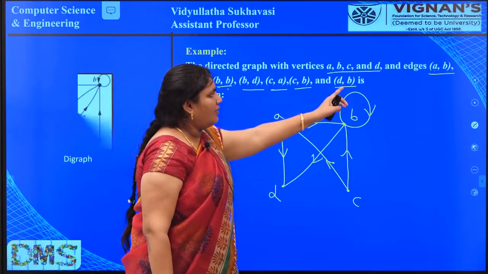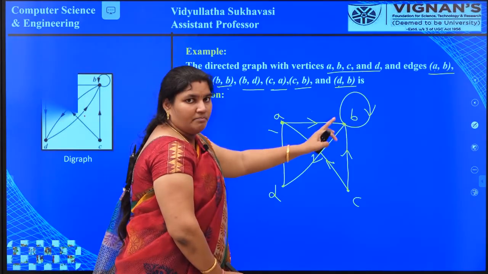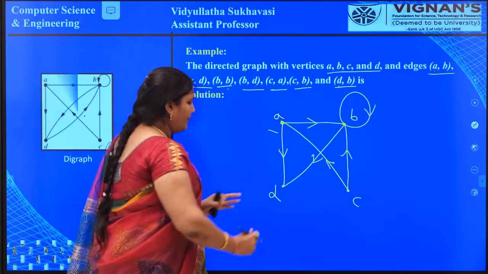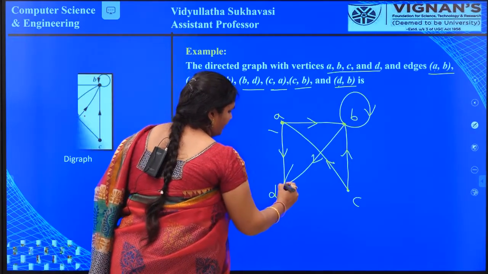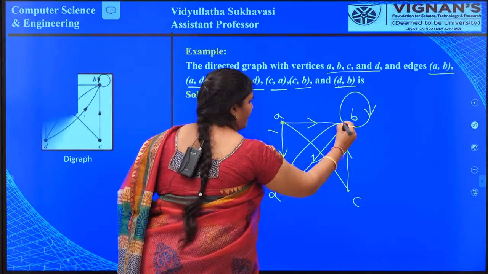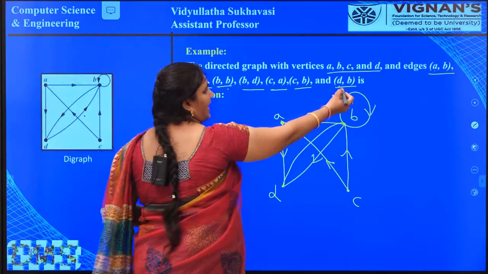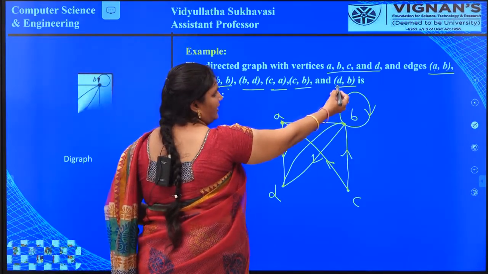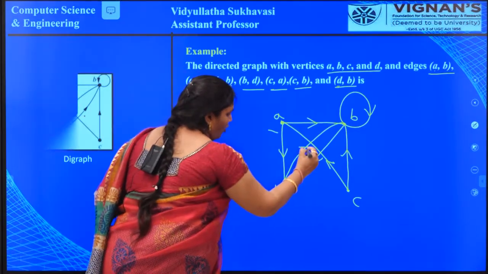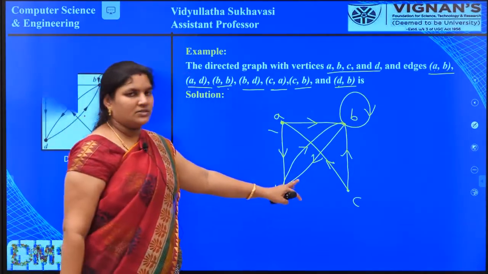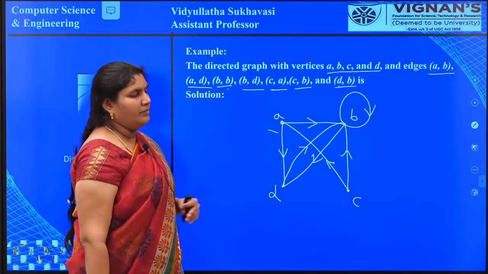And next, the last ordered pair is D comma B. We have already specified an edge between B and D, but the direction is different. So we need to specify the edge between D and B again. Since the initial vertex is D and the terminal vertex is B, the direction will be opposite for this edge. So this is the directed graph for the given problem.